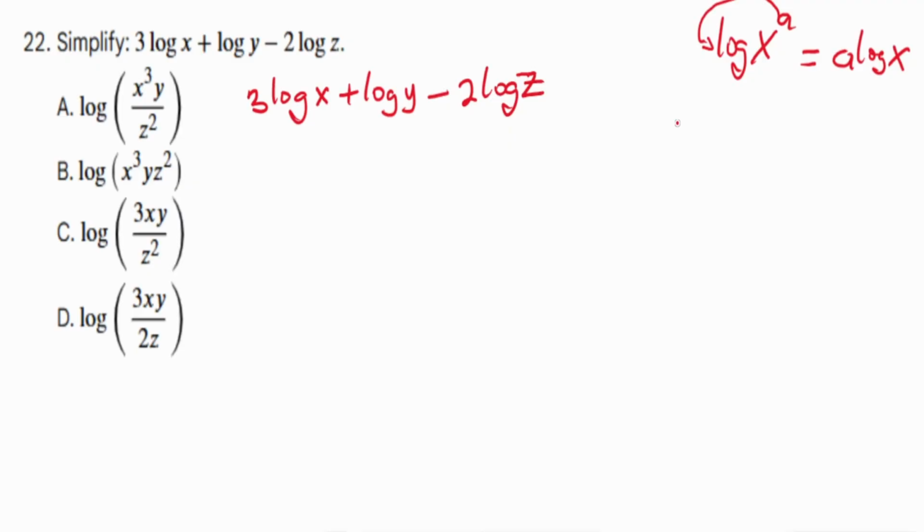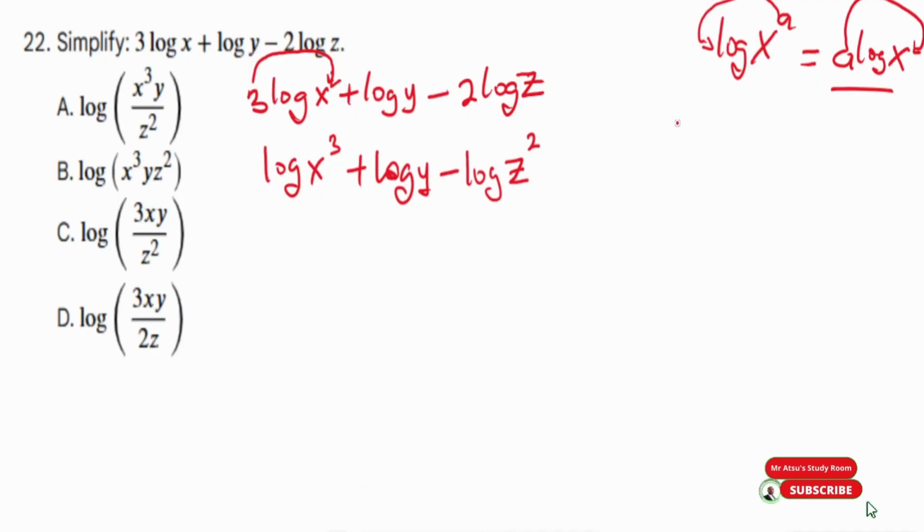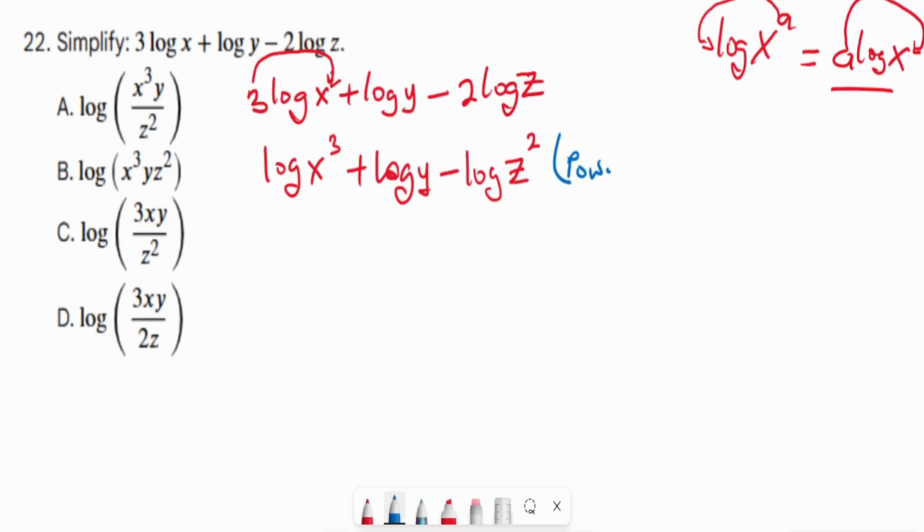And the opposite is when you are given something like this, you can reverse it for the a to become the exponent of the x. And that is what we are going to apply in this particular question. These three will become the exponent of the x. And that now becomes log x exponent 3 plus log y minus, do you know this is the same thing here? Yes, log z squared. Let me just write here for the sake of those who might have forgotten. So we apply the power rule.